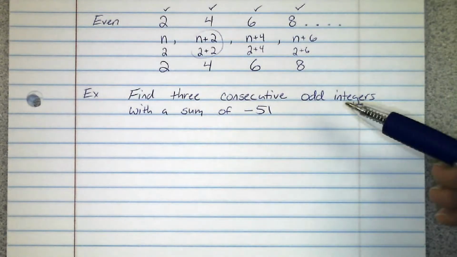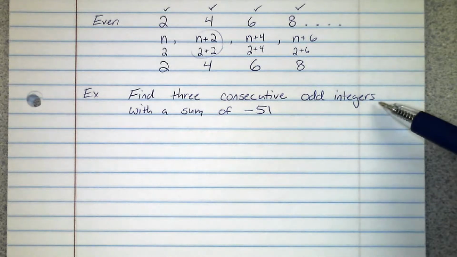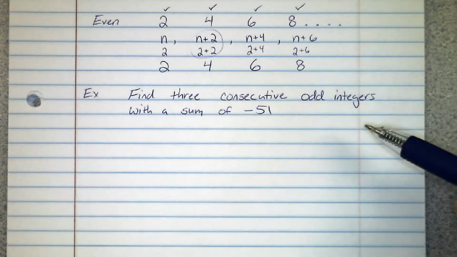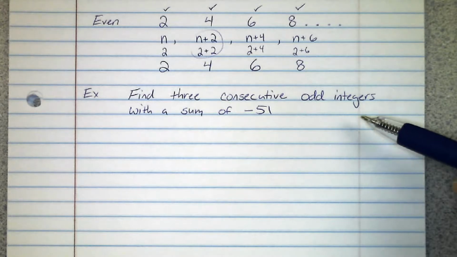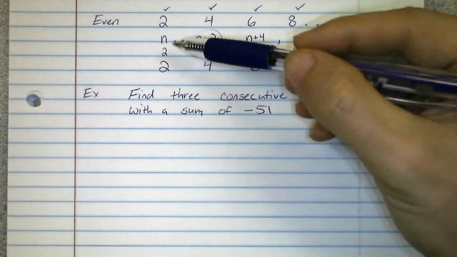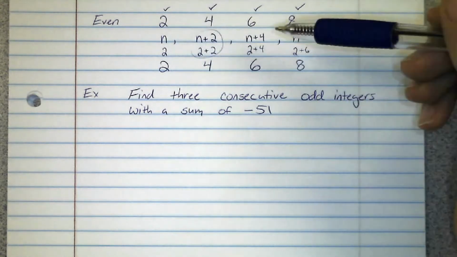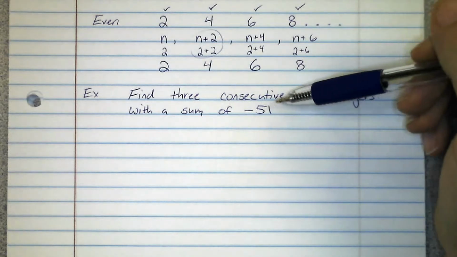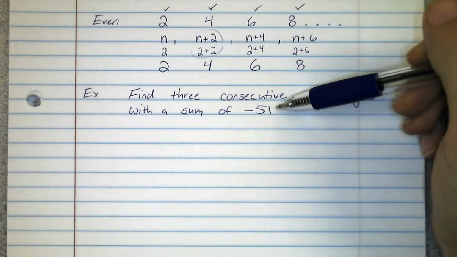Now, let's take a look at this problem. Find 3 consecutive odd integers with a sum of negative 51. Now this is why symbols are great. I don't know which 3 consecutive integers have a sum of negative 51.